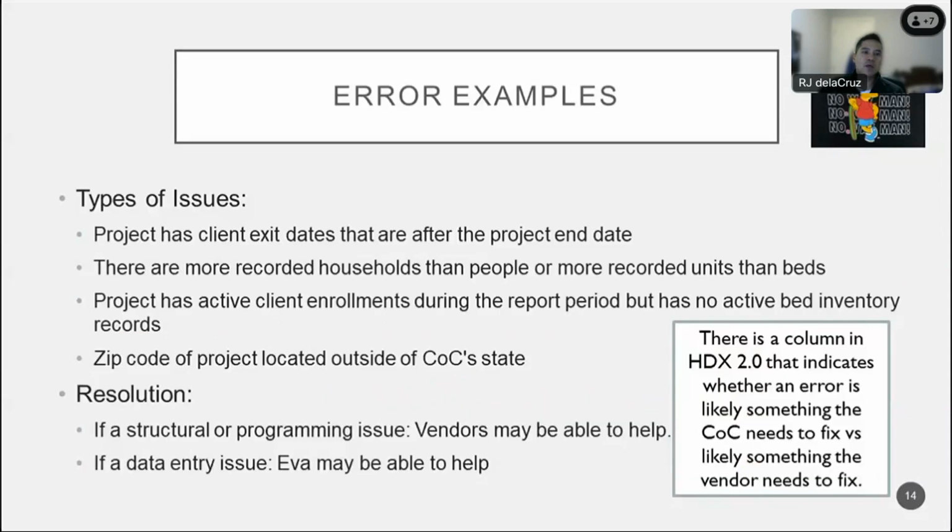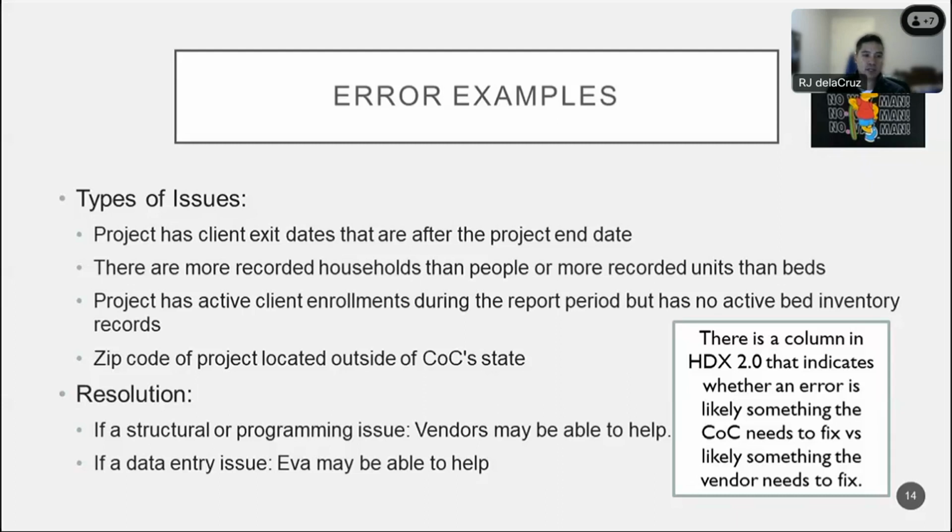Some examples of errors. Again, a project has client exit dates that are after the project end date. It could be more recorded households than people, or more units than beds. Again, it's a subset larger than the whole, or things that just aren't possible. A project has active client enrollments during a reporting period, but no active bed inventory records. So you have to have bed inventory to have those enrollments. Or you could have zip codes of a project that are outside of the COC state. So again, these are all things that shouldn't be happening at all.